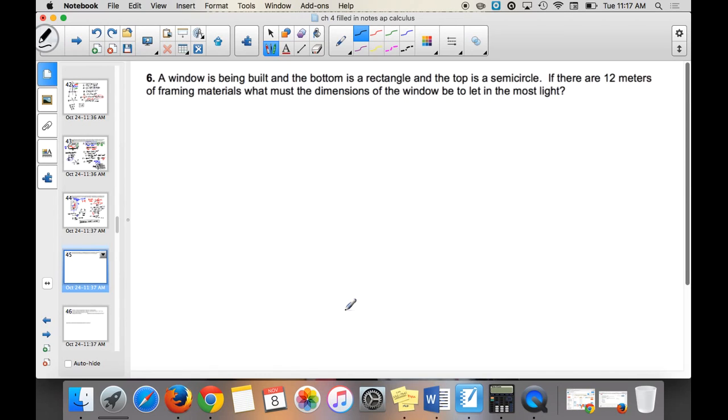All right. This next one is like a classic calculus problem, a Norman window problem. Do you guys know what a Norman window is? Have you ever seen these? So it says a window is being built and the bottom is a rectangle. And then the top is a semicircle. Okay, whoops. So, oh man, I've erased all of it. I want to draw my semicircle better. So this is called a Norman window.